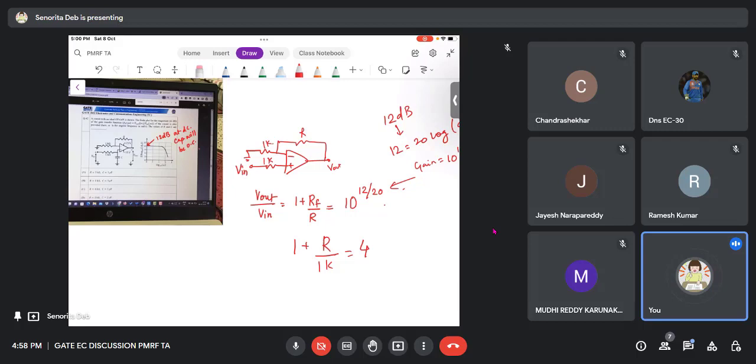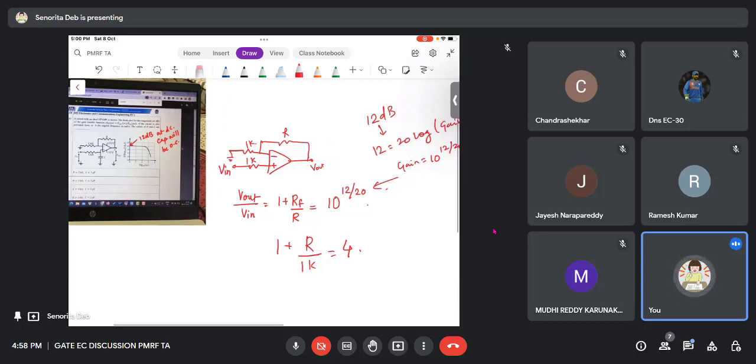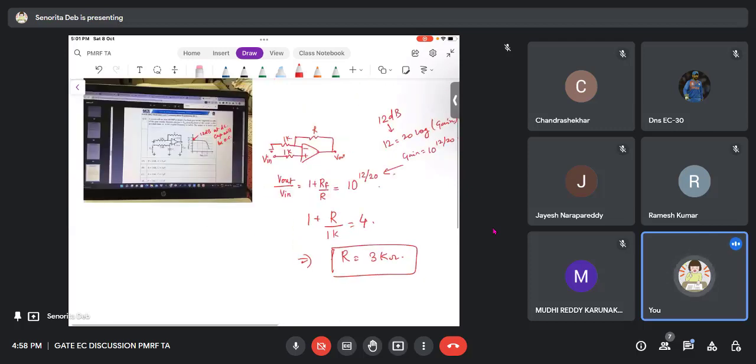Approximately equal to 4. So this implies R is nothing but 3 kilo ohms. Till here is it fine or any doubt? Then I will proceed. Yes, ma'am. Okay, so because Chandrasekhar is only responding, I am taking it that it is fine for the others also.